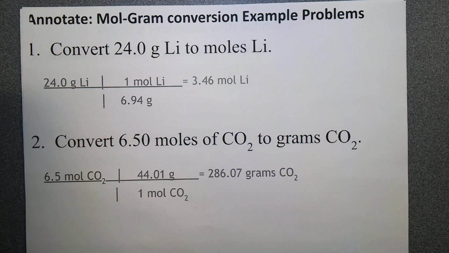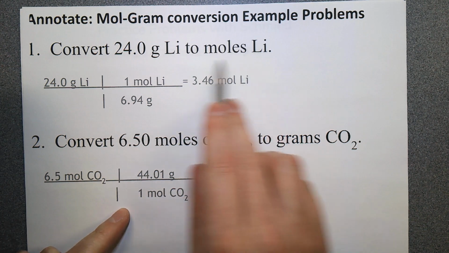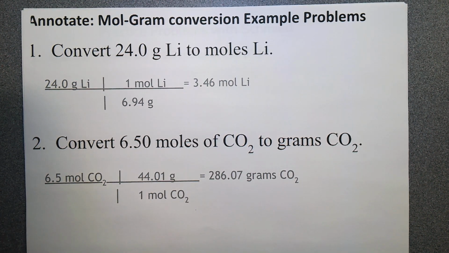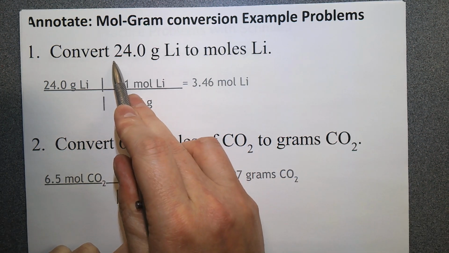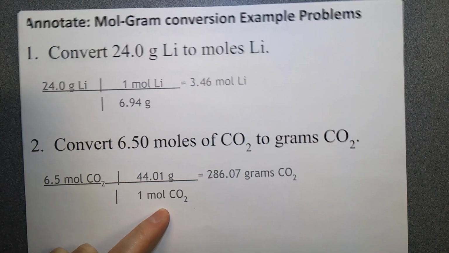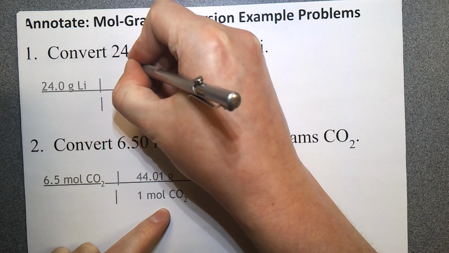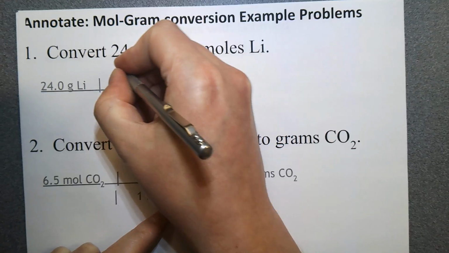For these two problems, I'm just going to have you guys do some annotation along with me. So these problems are fully done. It shows all of the work, including the final answer. And we just want to annotate, all right, where did these numbers come from? Why did the 6.94 go on the bottom and not the top? So first thing, the problem says convert 24 grams of lithium to moles of lithium. This is my given number. So that's why it goes right there.